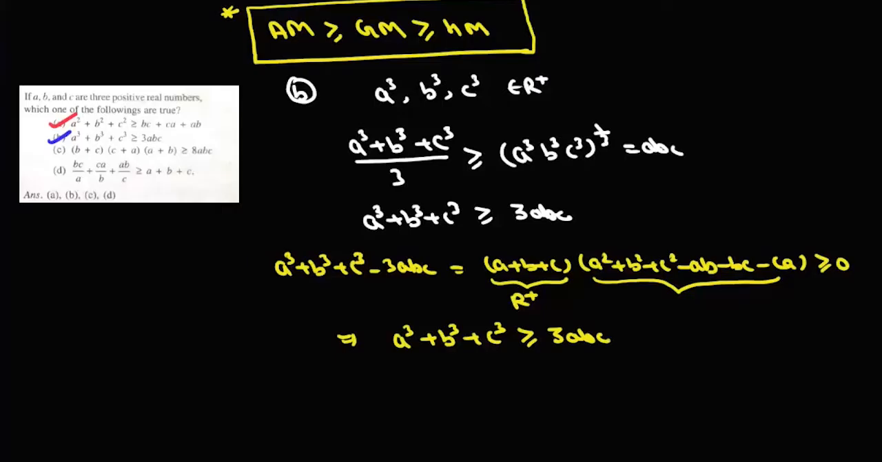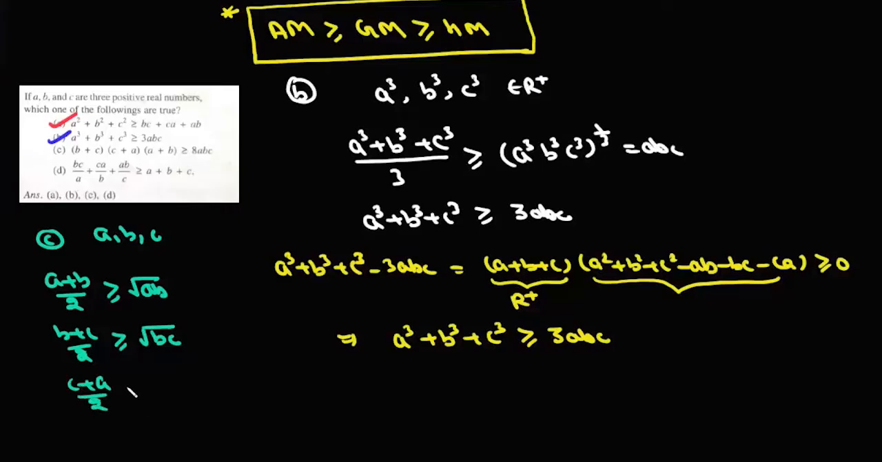Now we'll come to part C. In part C, we are given three products and we have to prove that it is greater than or equal to 8abc. Now here what we'll do is, we'll take three numbers a, b, c and we'll write their AM-GM, again taking two at a time. So we can write (a plus b) by 2 is greater than or equal to under root ab. (b plus c) by 2 is greater than or equal to under root bc, and (c plus a) by 2 is greater than or equal to under root ca.